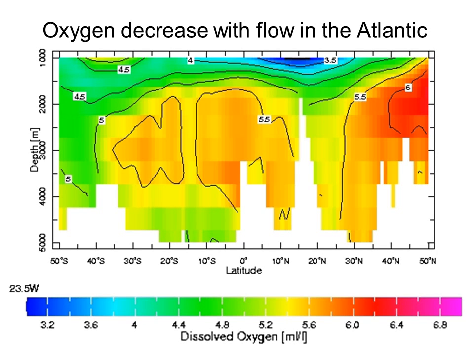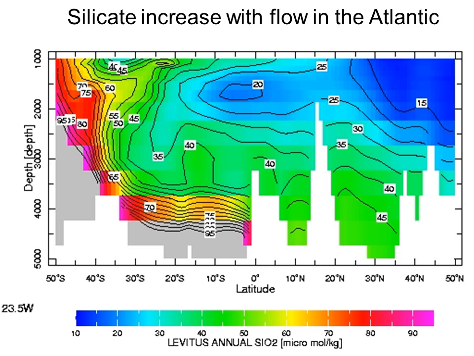That's oxygen. Silicate is slightly different, because there's a different process. Silicate is being added to the ocean similarly: it starts out with a low concentration, and as North Atlantic deep water flows to the south, we increase the concentration of silicate. But that's being added by a different process. That's being added by the dissolution of shells, not by respiration of organic matter.